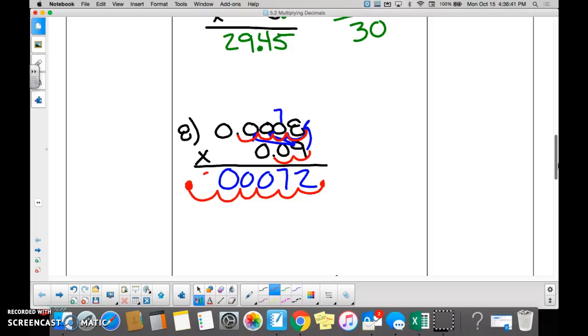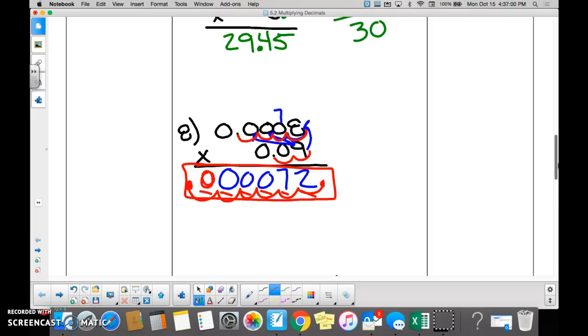And because we moved one more spot, we should add a 0. And our final answer is going to be a very, very small answer of 72 tenths, hundredths, thousandths, 10,000ths, 100,000ths, millionths. So 72 millionths is our answer.